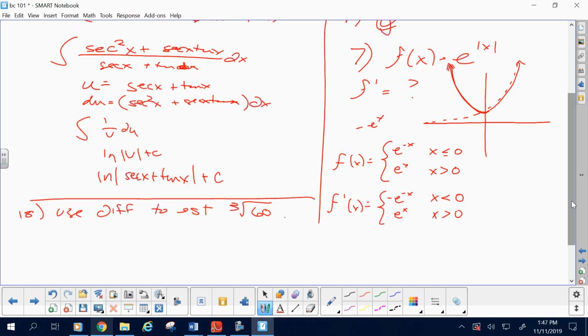Do you need help getting started, or you got it? Yes. Help. Okay, so let's let y, or the function, equal the cube root, right?